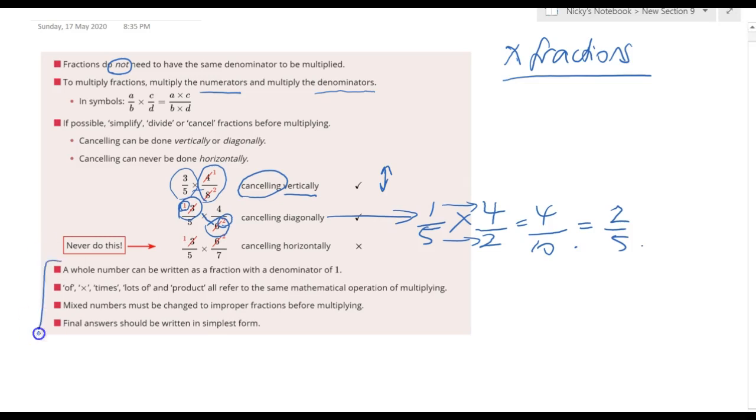A couple of other things to remember. A whole number can be written as a fraction with a denominator of 1, and you will do some practice questions with those later on. You would also see some of these phrases: the multiplication sign, times, lots of, and product. That all means the same thing as multiplying. Two more things. A mixed number must be changed to an improper fraction before multiplying, and we know how to do that. And the last thing is, of course, we simplify our answers.